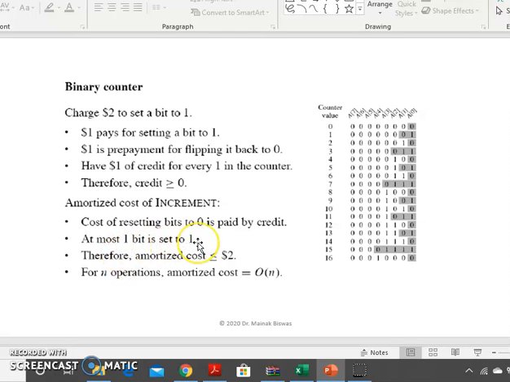So at most one bit is set to 1. So the amortized cost is always basically less than $2 for each operation. For n operations, the amortized cost is big O of n.